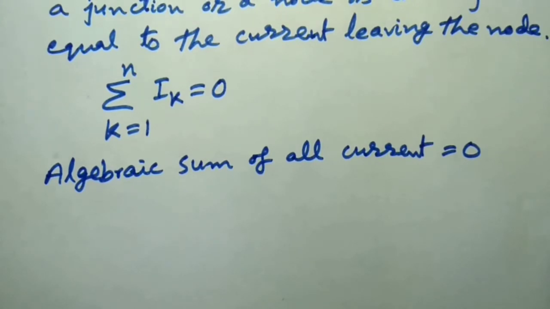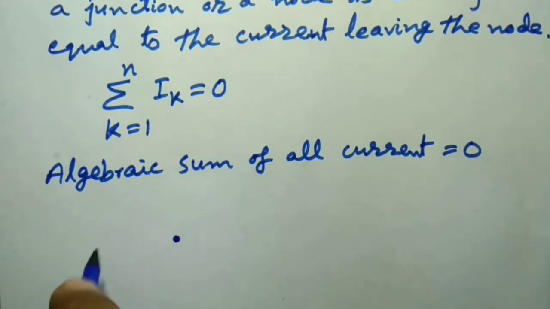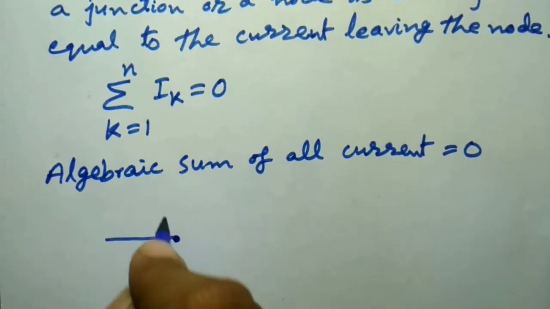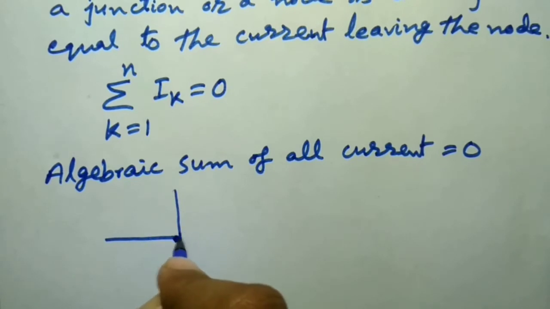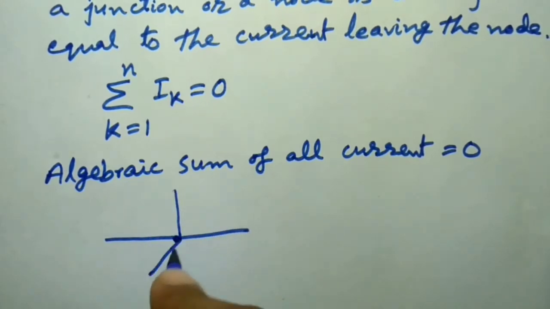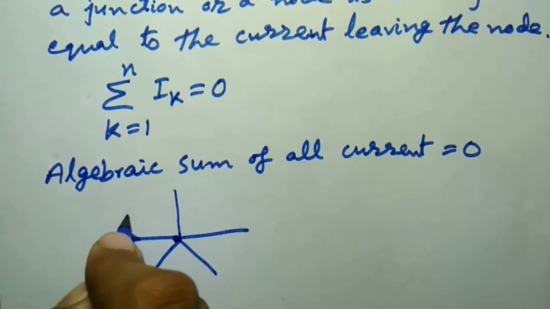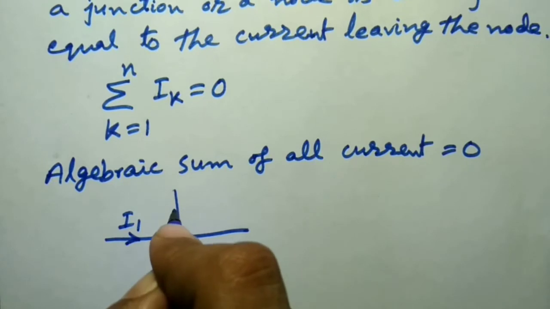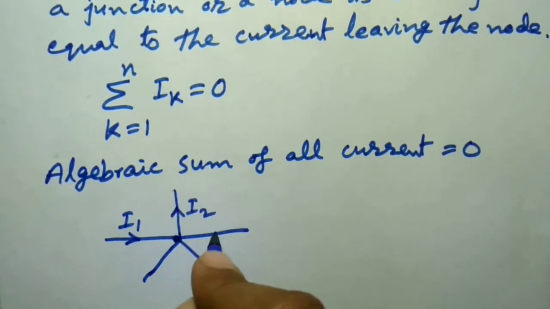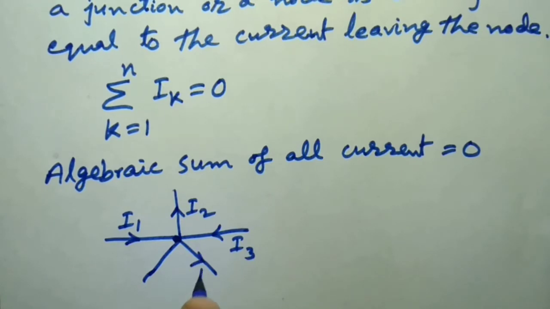Now let's have some elaboration of the topic. Let's say this is the junction of a circuit, and in this junction different currents are flowing in different branches. This is I1, it is I2, I3, I4 and I5.